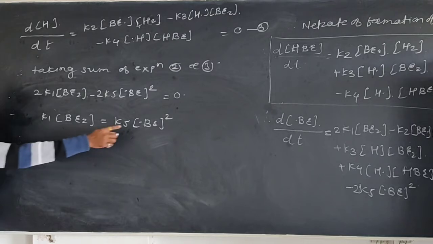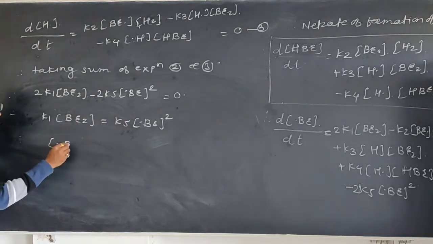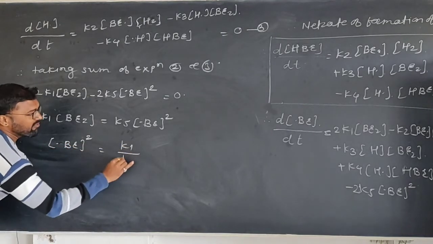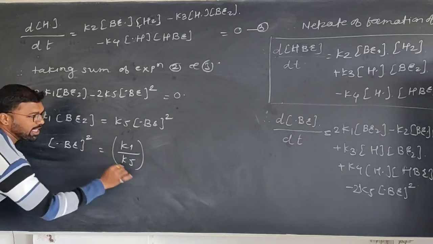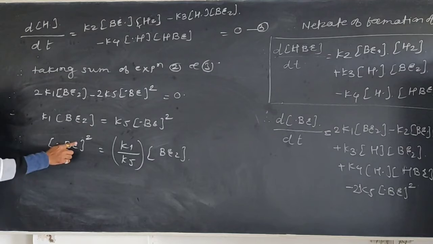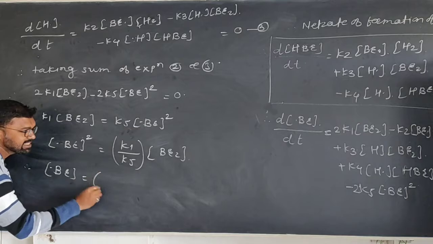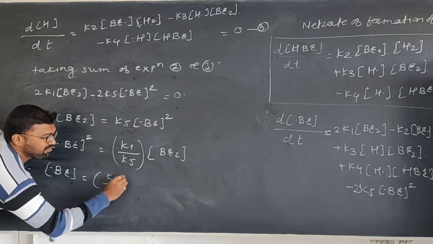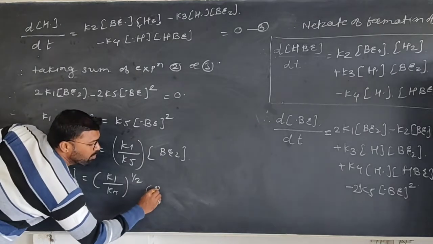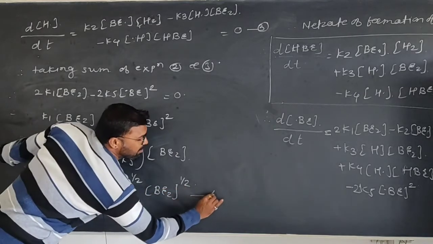Now, this K5 is multiplied there, so taking it to this side it is a divide, and I write this as Br radical squared is equal to K1 upon K5 into Br2. Taking the square root of this term, therefore Br radical is equal to K1 upon K5 raised to 1 by 2 into Br2 raised to 1 by 2. This is expression number 4.